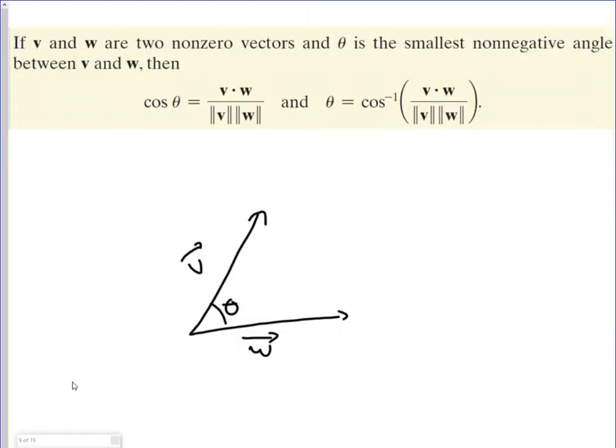It won't give you the major angle. So if you want the major angle, we'll have to find the minor, and then subtract that from 360. What are you talking about? This formula will give you theta. That's the minor angle.